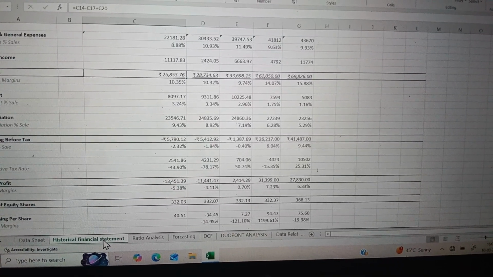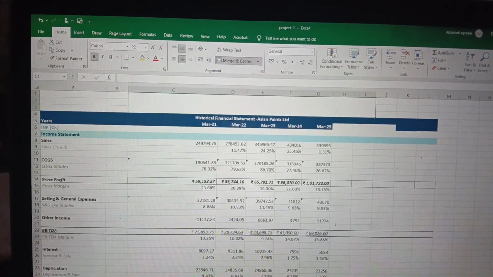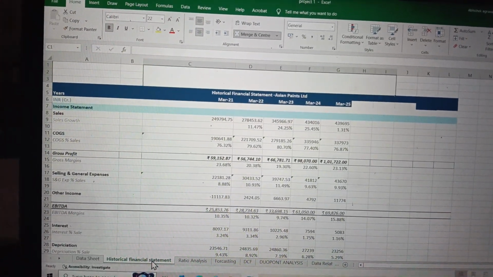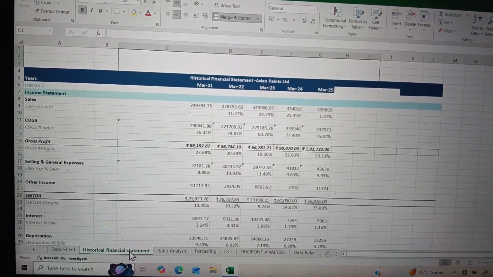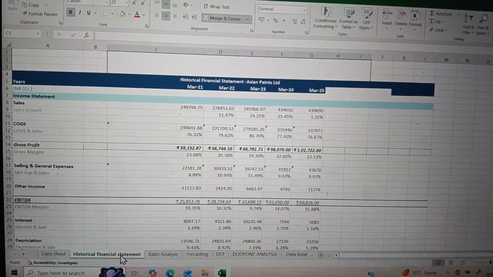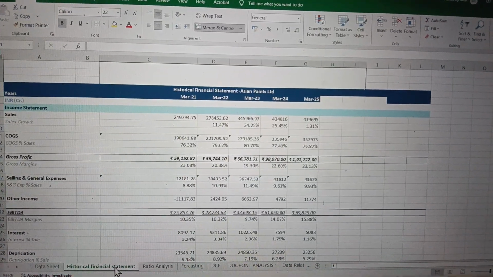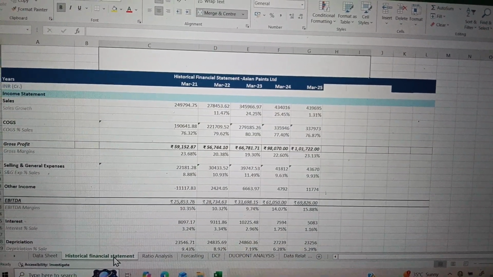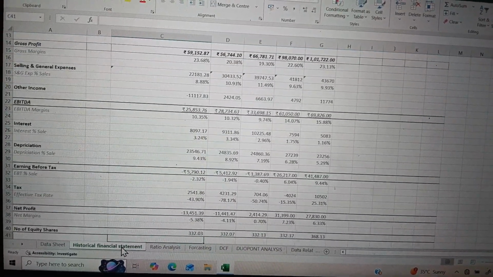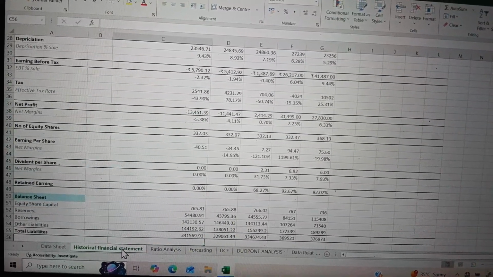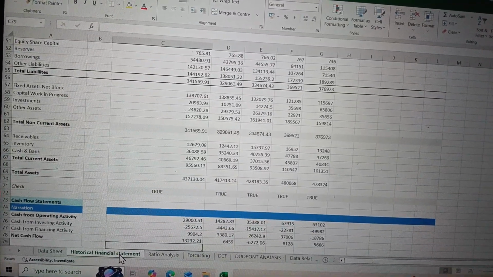In this sheet, we are going to discuss the historical financial statement of the company, including revenue, operating profit, net income. These historical figures help us to understand the growing trends and form the basis for the future financial position. As we can see, there are different ratios: sales growth, gross profit, gross margins, expenses, EBITDA margin, interest, depreciation, earning before tax, dividend per share, and the balance sheet. And this is the cash flow statement.